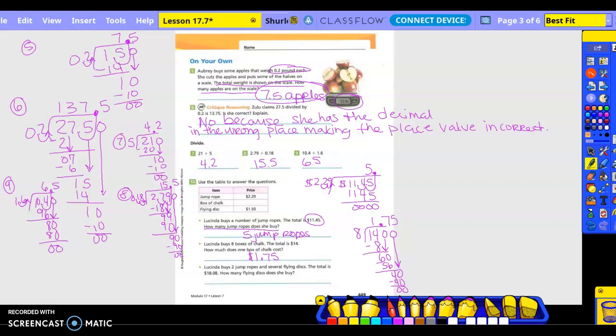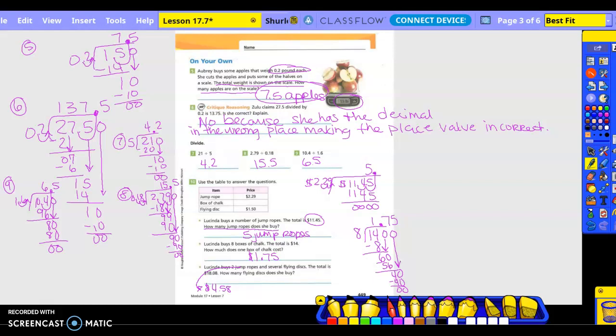Lucinda buys 2 jump ropes and several flying discs. The total is $18.08. How many flying discs does she buy? Okay. So 2 jump ropes are going to cost her what? Well, 2 jump ropes are $2.30, right? Essentially. So $2.30 plus $2.30 is what? $4.60, and then take a penny off each one. $4.58. Okay, so the jump ropes are $4.58.